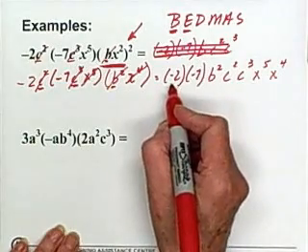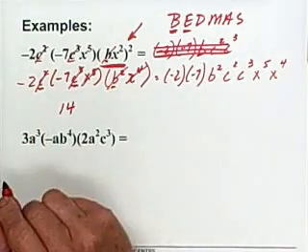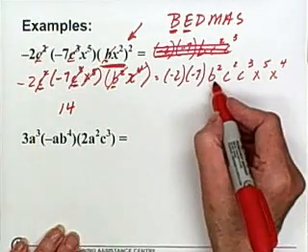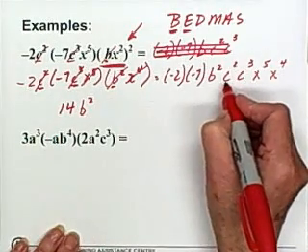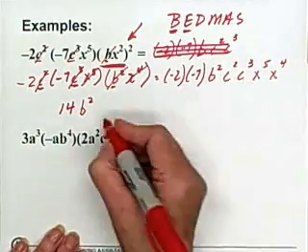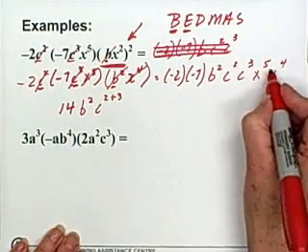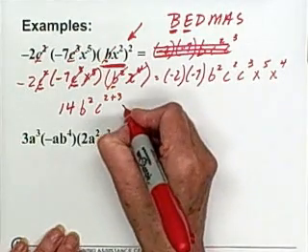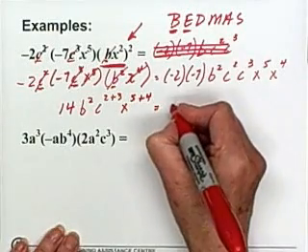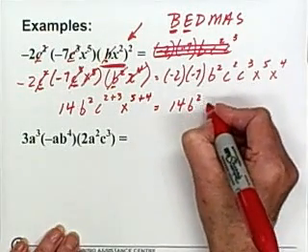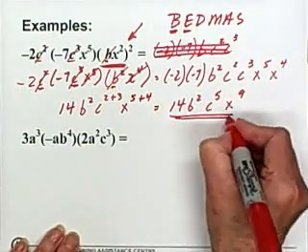So now we take minus 2 multiplied by minus 7, and that gives us plus 14. We have b squared. There's no other b's, so it's just b squared. We have c squared times c cubed, so that's c to the 2 plus 3. And we have x to the 5 times x to the 4, so that's x to the 5 plus 4. Now we rewrite this as 14b squared, c to the 5th, x to the 9th. And that would be our answer.